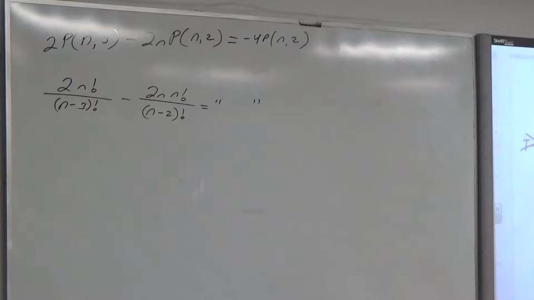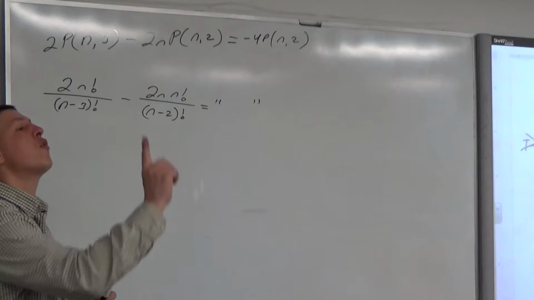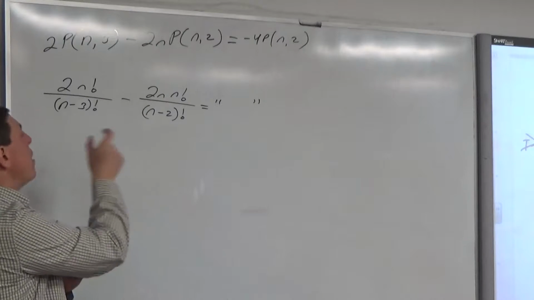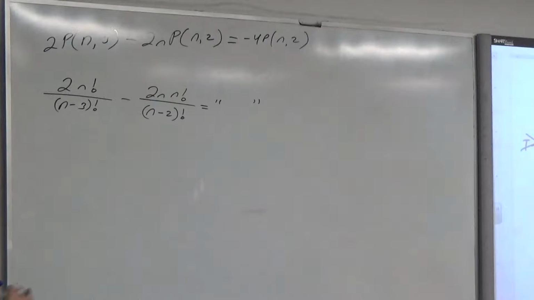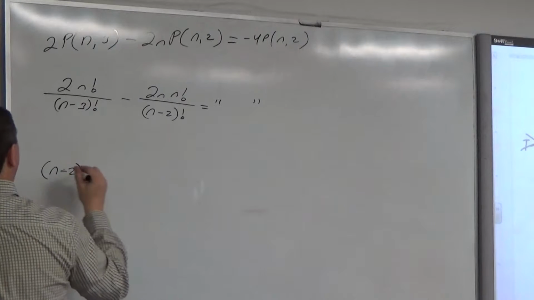All right. Common denominators are where most of you guys got messed up if you got this wrong. Okay. So which is the common denominator, guys? Is it going to be n minus 3 fact or n minus 2 fact? N minus 2. You always go for the bigger one, and n minus 2 is bigger than n minus 3. Okay. So let's rewrite it using n minus 2 fact.